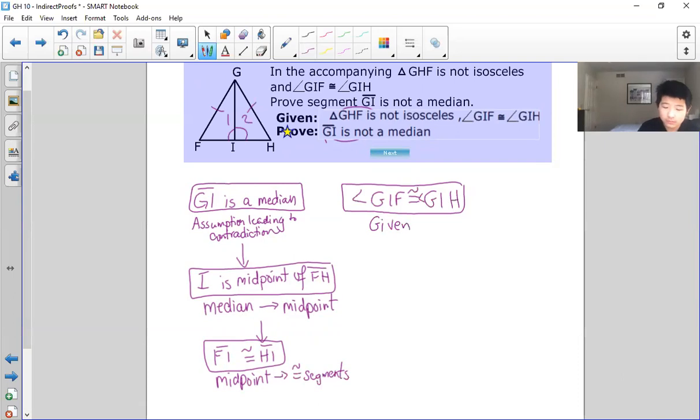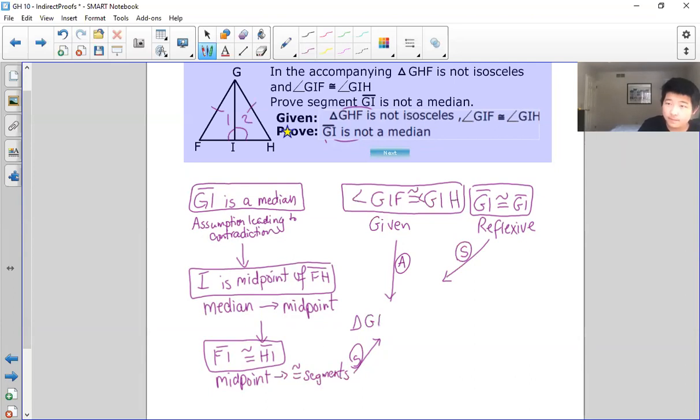This is a given. And then I have this, and I'm going to put my, where is the GI? It's congruent to GI over here. That's reflexive. And those three parts, this is a side, this is an angle, this is a side. I now have triangle GIF congruent to triangle GIH. I had side angle side. But if that's true, then GF is congruent to GH, CPCTC.